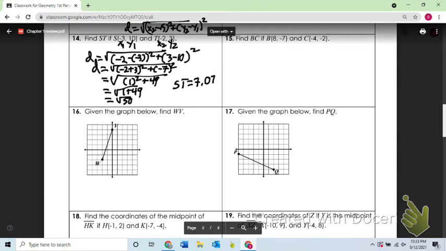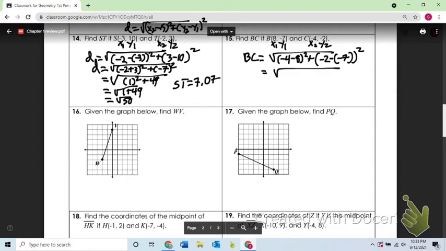Basically repeat this exact same thing for number 15. Label our points x1, y1, x2, y2. Plug it into the distance formula, which is up at the top left-hand side of the screen. x2 is negative 4. x1 is 8 squared. y2 is negative 2. Minus y1, which is negative 7.